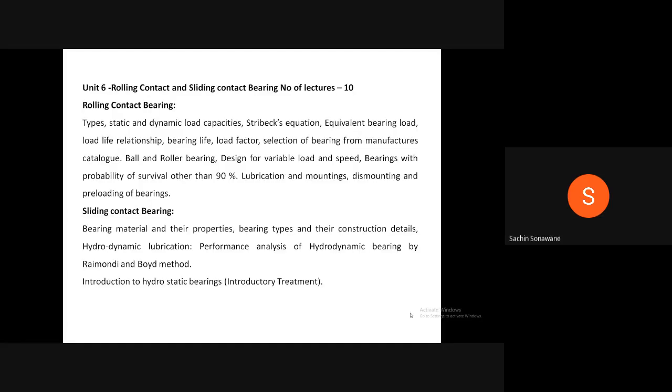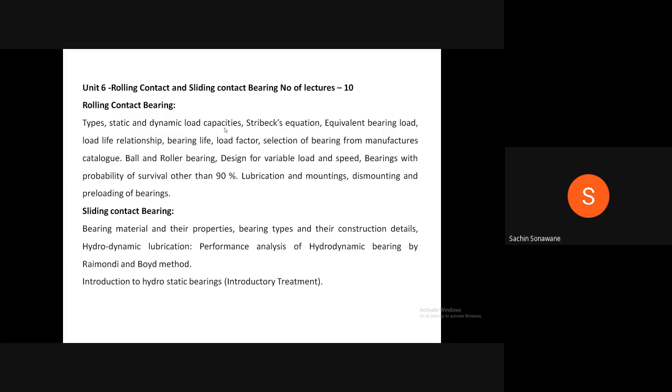Now, this is the syllabus. Unit number 6, rolling contact and sliding contact bearing. Number of lectures 10. First, rolling contact bearing we are going to see. Its syllabus is types, static and dynamic load capacities, Stribeck's equation, equivalent bearing load, load life relationship, bearing life, load factor, selection of bearing from manufacturer's catalog, ball and roller bearing, design for variable load and speed, bearings with probability of survival other than 90%, lubrication and mountings, dismounting and preloading of bearing.